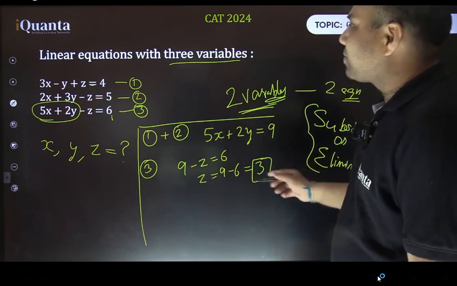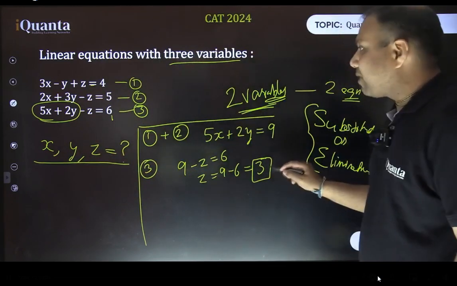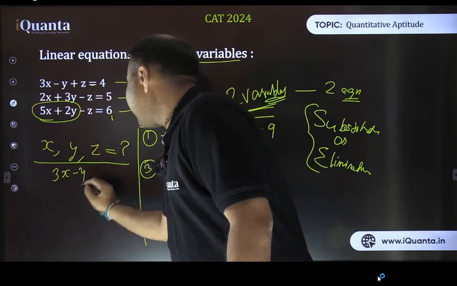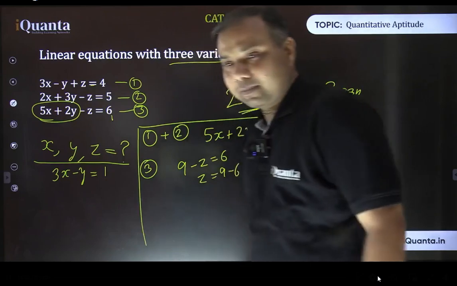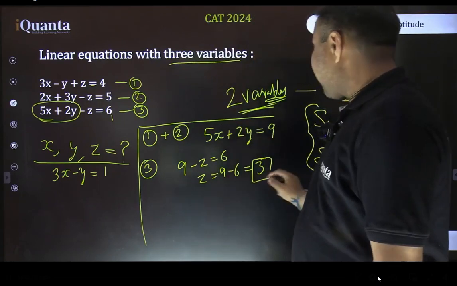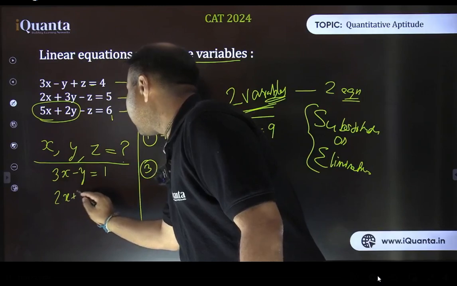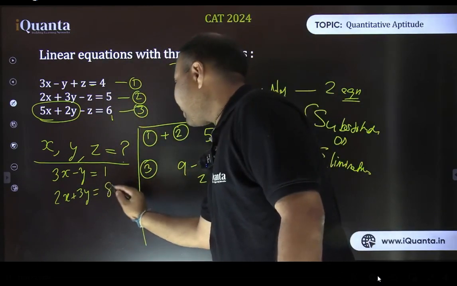We can substitute this value of z in the first two equations and simplify them, right? Let's do that. If I substitute the value of z equals 3 in equation 1 and equation 2, what am I going to get? So 3x minus y plus 3 equals 4. That means this part is equal to 1, right? And similarly, by putting z equals 3 in the second equation, it will become 2x plus 3y equals 5 plus 3, or 8, right?